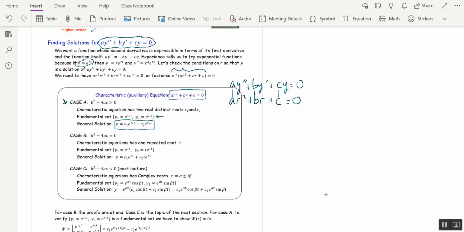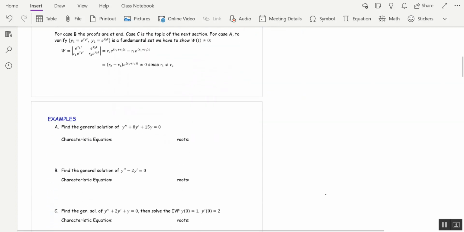All right, case B is you have a repeat real root. And so in this case, your general solution looks like this. You take C1 e to the rt and then C2t e to the rt. And I want to mention all of these generalize. Like in case A, if you're solving a third order differential equation, you'll have three distinct roots and your general solution will have three terms. All right, case C, we will deal with in the next section. That's complex roots.